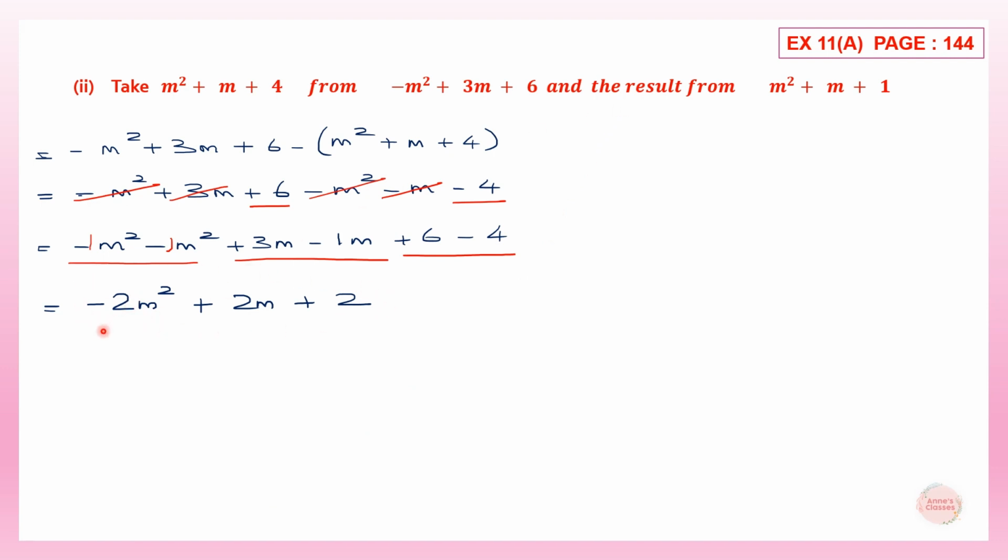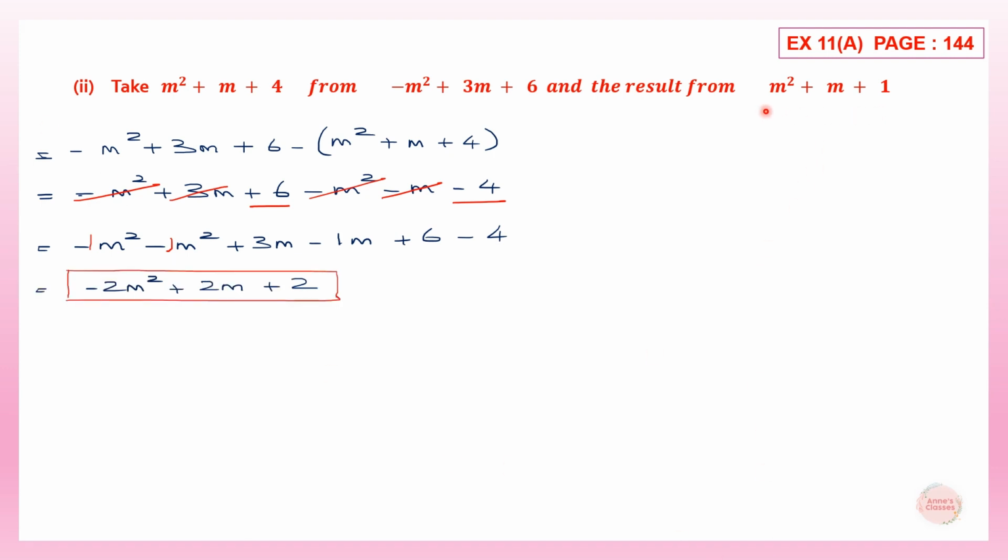Now we have to take away this result from this. That means this has to be written first. So let's do that now. So now we're going to write this first, m squared plus m plus 1. So that's the second part of the question. So m squared plus m plus 1, and we're going to subtract this result. This is the result we got. We're going to subtract this result from this. So put minus and put this within brackets. So it becomes minus 2m squared plus 2m plus 2. Now let's remove brackets. So m squared plus m plus 1.